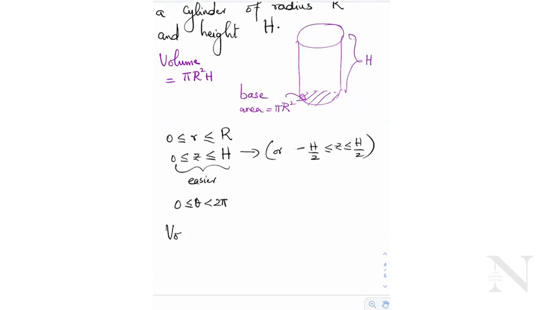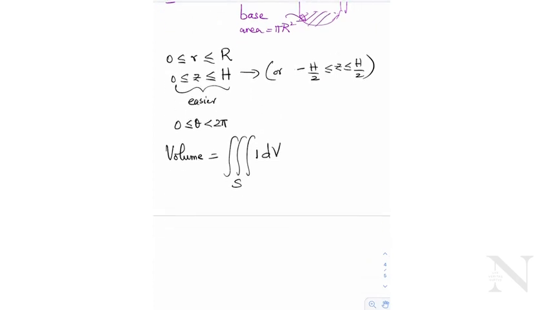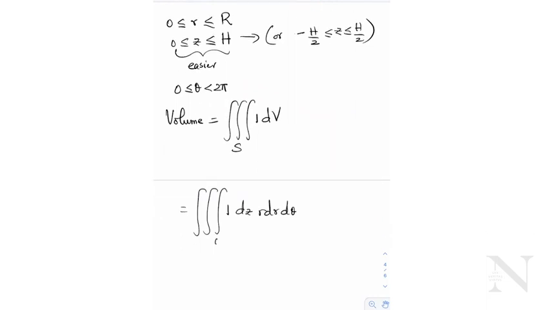So the volume of any solid would be the triple integral of 1 dV, and this is your solid S. That's going to be equal to the triple integral of 1. If you want to do z first, that's okay. So dz and then r dr d theta maybe. All these are constant limits, so it doesn't really matter which one you do first. So it's 0 to h, 0 to capital R, and 0 to 2 pi.